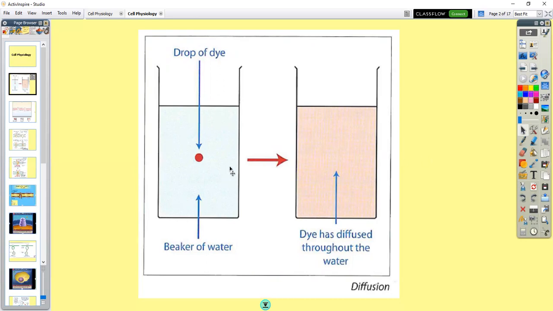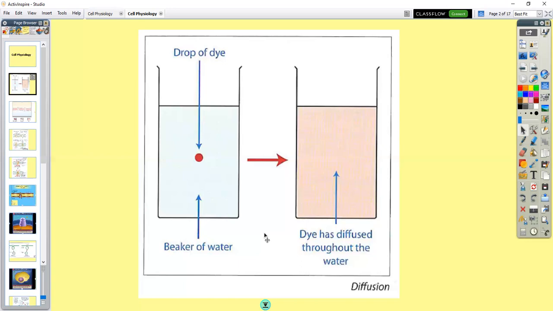Okay, here you can see a diagram of diffusion in action. So if you put a drop of dye into a beaker of water, then that diffuses or spreads throughout the water, and the water takes on the dye color.